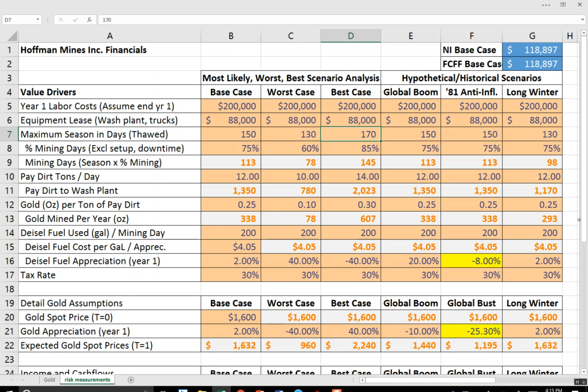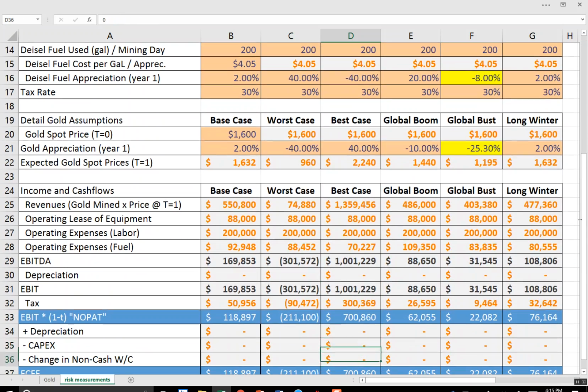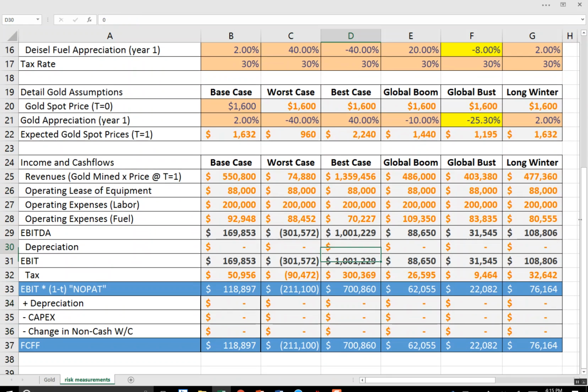But then we can look at a best case. Best case is we have a short winter, a long summer, and we become much more efficient. We are able to mine 85% of the time, and we get lots more dirt, and the dirt we get is full with lots more gold, and the price of fuel falls, and the price of gold goes up 40%. And if you do that, maybe Todd is looking at bringing home $700,000 in earnings and in free cash flows.